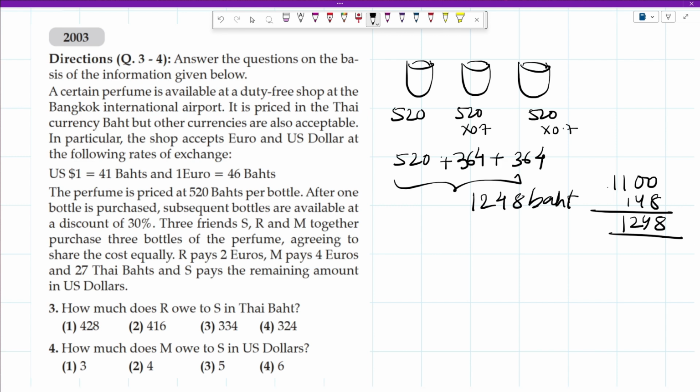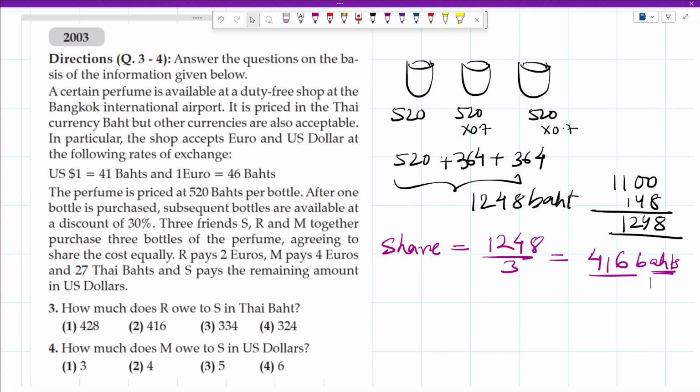Now these guys are going to distribute it, and they share the cost equally. Somebody pays 2 euros, M pays 4 euros, and so on, but they are sharing it. So what is the share of each person? The share of each will be 1248 divided by 3, which is 416. So 416 baht is what each friend's share is.